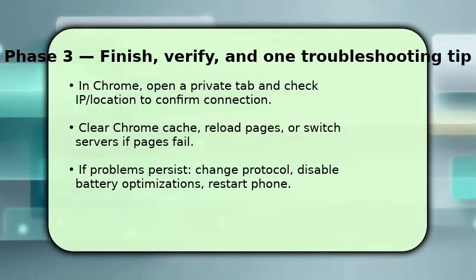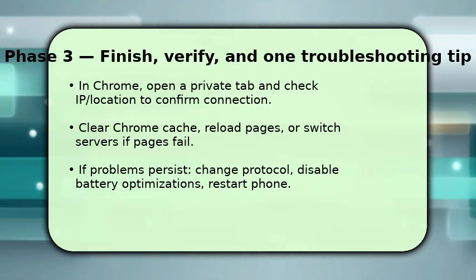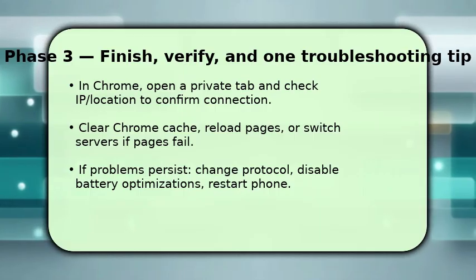One key troubleshooting tip: if the VPN disconnects frequently, disable battery optimizations for the VPN app and restart your phone. This often fixes background kill issues and keeps Chrome protected.